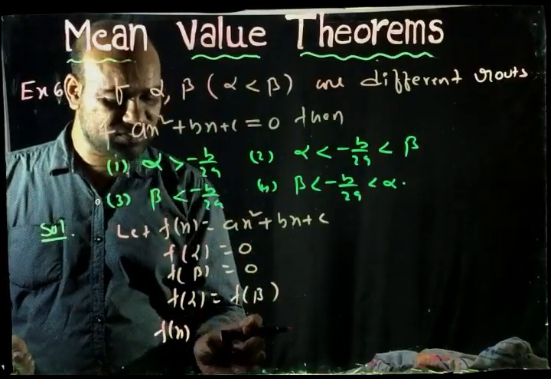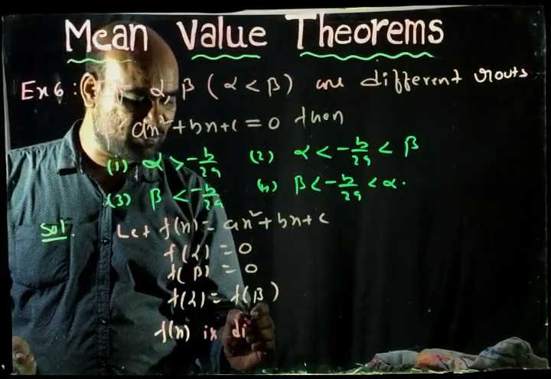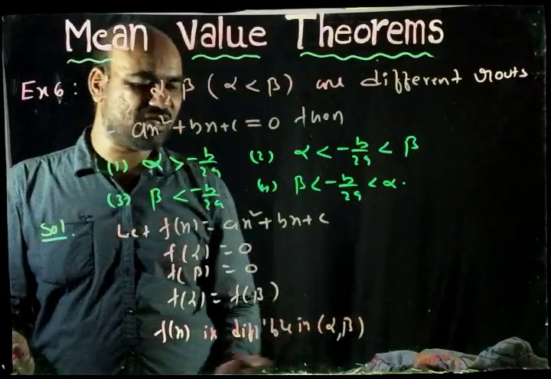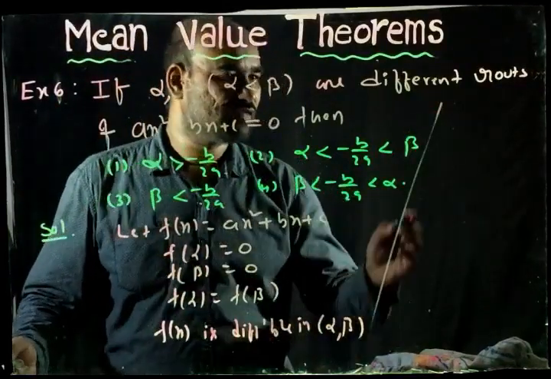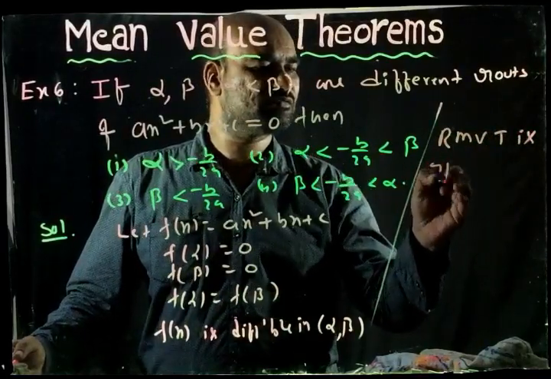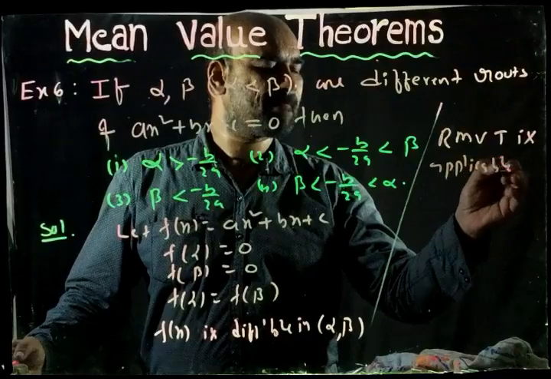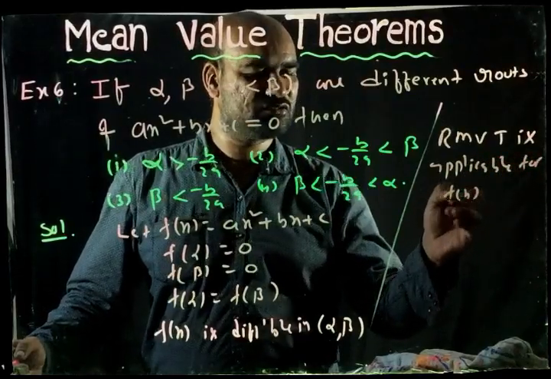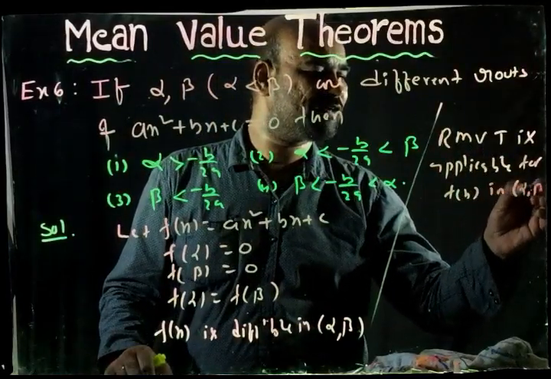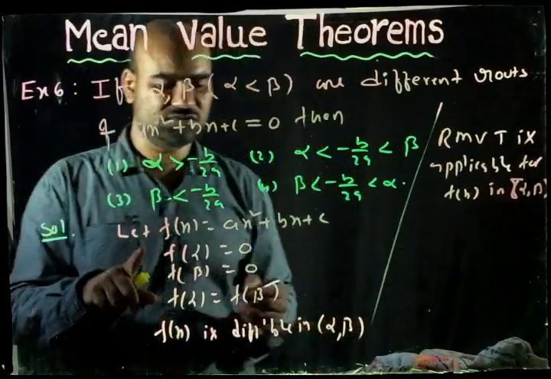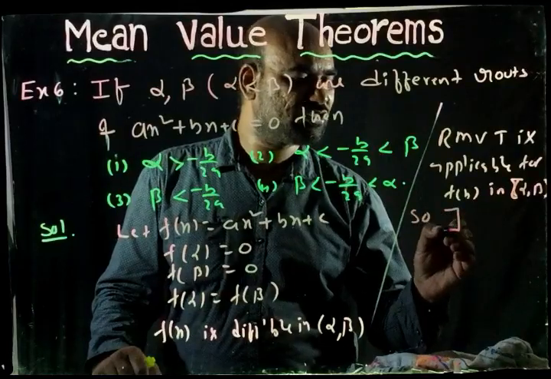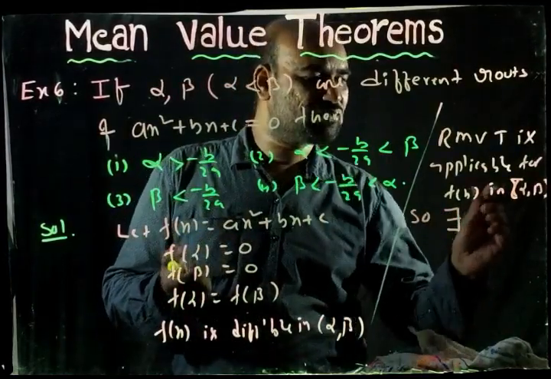So f of x is differentiable in alpha comma beta, automatically continuous in alpha beta also. So RMVT is applicable for f of x in the interval alpha comma beta or closed alpha comma closed beta. Understood or not? Okay. So there exists a c belongs to alpha comma beta.